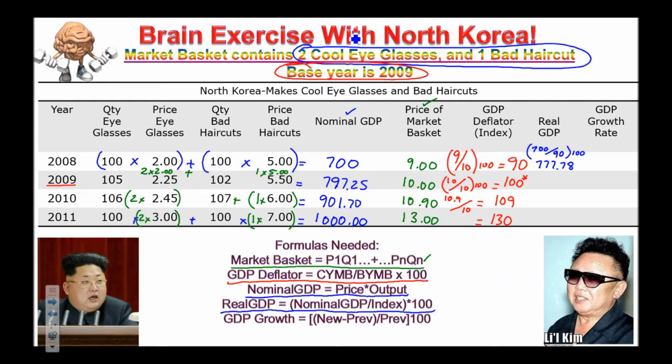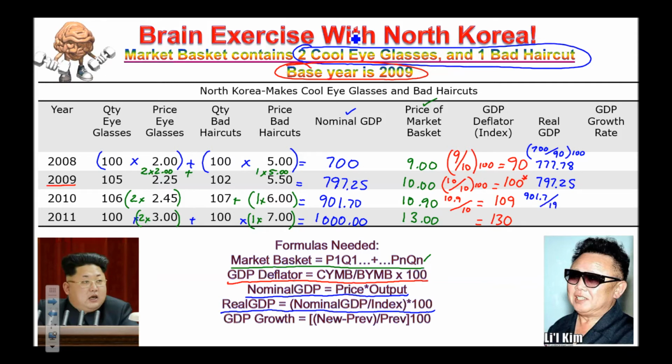Okay? So in 2008, we had to actually inflate the dollar values to make them equivalent to 2009. Then we do the same thing for 2009. Interesting little factoid. Since nominal GDP is 797.25, and if we divide that by 100 and then multiply by 100, real GDP in the base year is always the same as its nominal GDP.